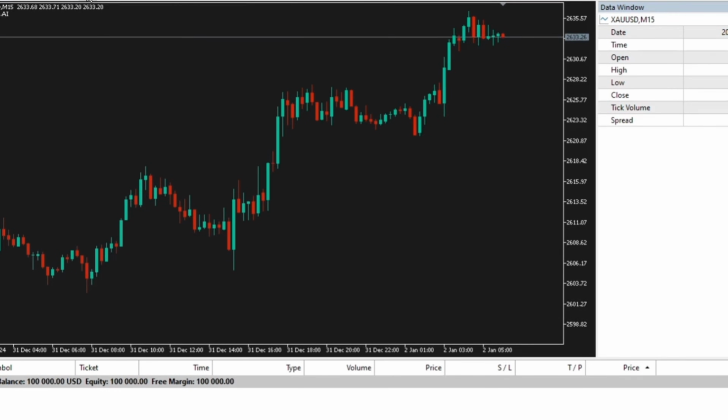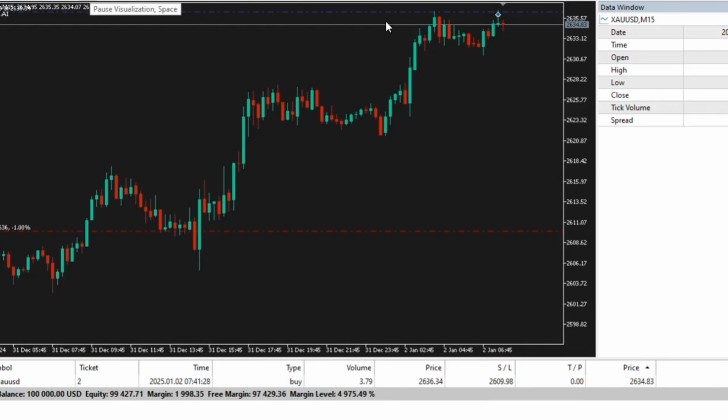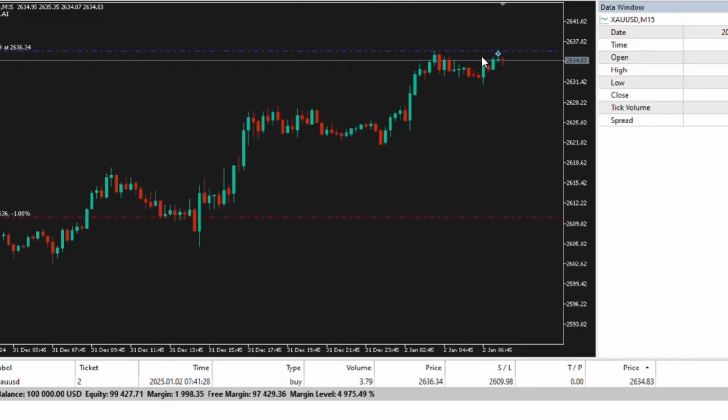And now we will see what the system is doing. We see that the system is now breaking out to the upside, and it is taking the trade exactly at the price level of this candle's high. It is placing a stop loss here, which is exactly 1% of the complete price of gold.